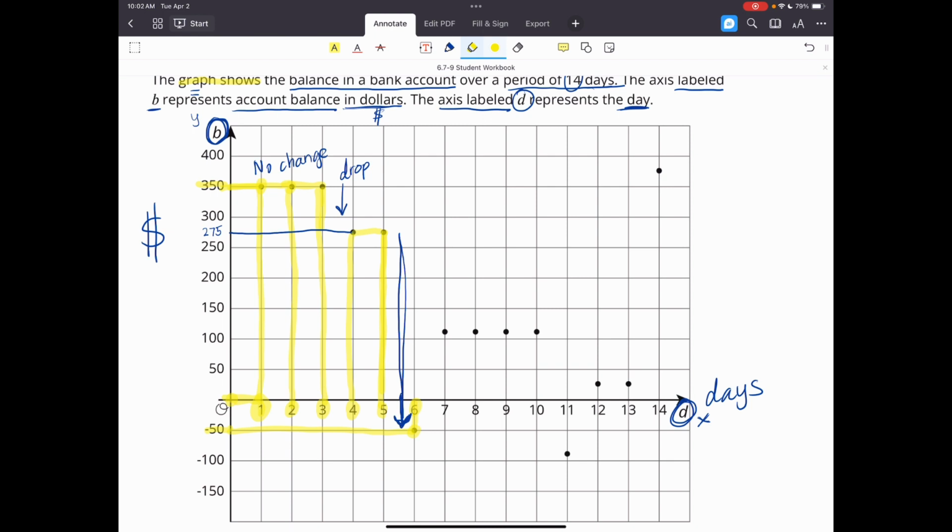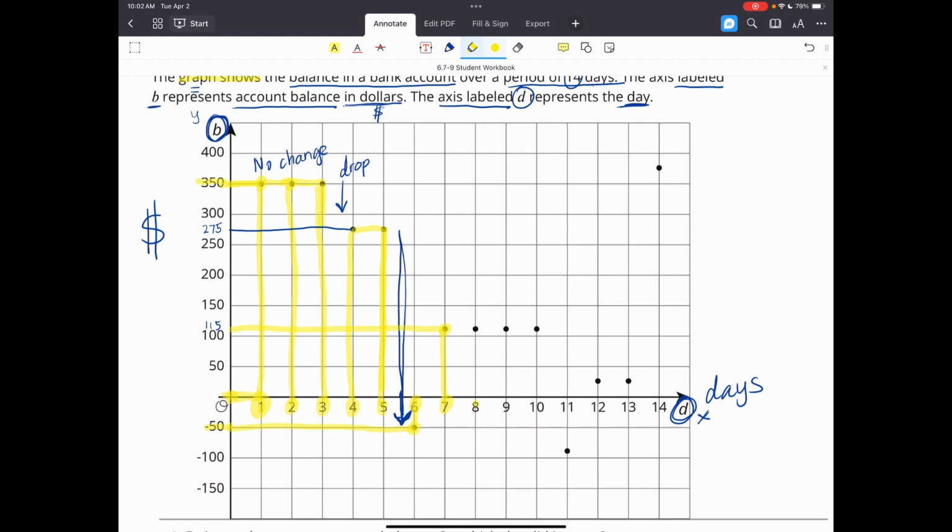After that, on day 7, we see that it pops back up. So on day 7, our bank account balance goes back up into the positive, just above 100. I would say that was not exactly 125, so maybe 115. Again, this is an estimate. If we don't have the precise measurements, we just have to estimate it if it's not labeled properly.